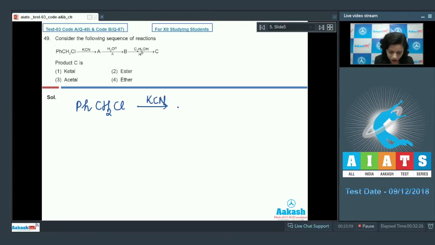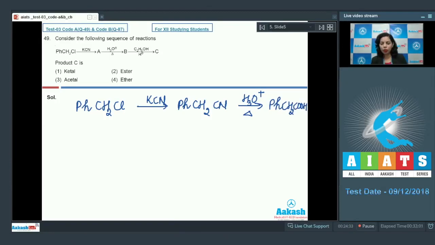There is a nucleophilic substitution reaction to form the product nitrile. Further, it is heated in the presence of acidic medium, and then it will form CH2COOH. This carboxylic acid would be formed. Further, what you are doing? Esterification: you are adding C2H5OH, that's alcohol, in the acidic medium, and then the ester would be formed.